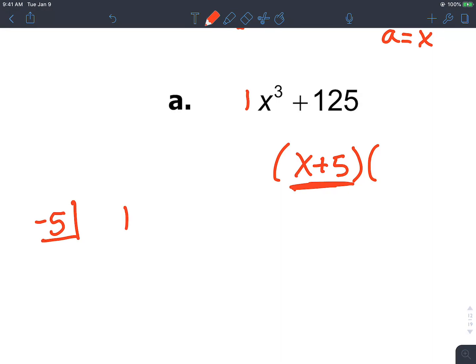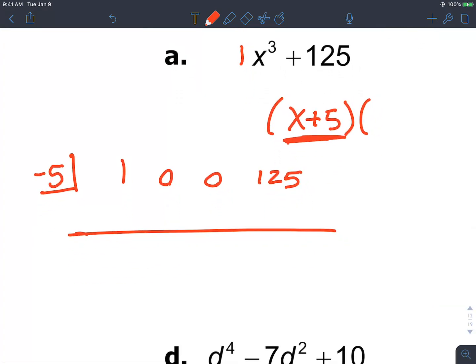So we're going to put a 1 here for the a. Since you don't have an x squared or a regular x, I'm going to put 0, 0, and then the 125 here at the end. Okay, and then here's what you do afterwards. Drop down your 1, multiply, add, multiply, add.